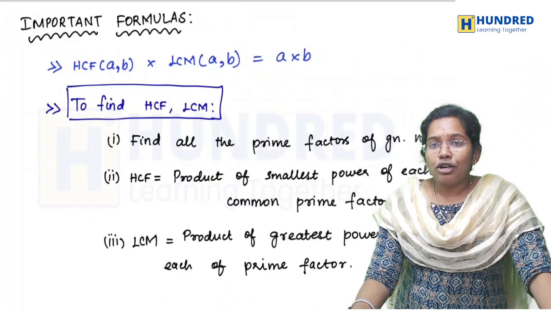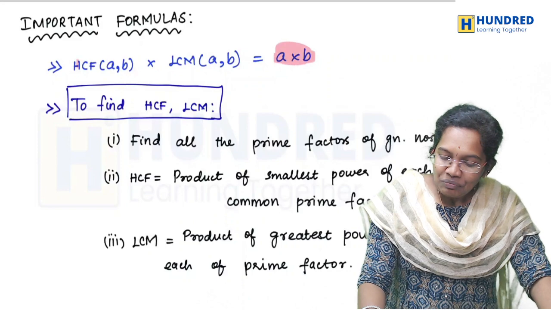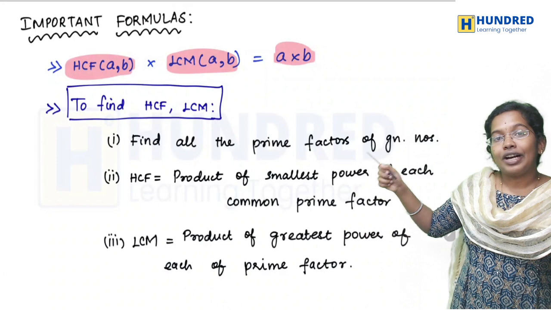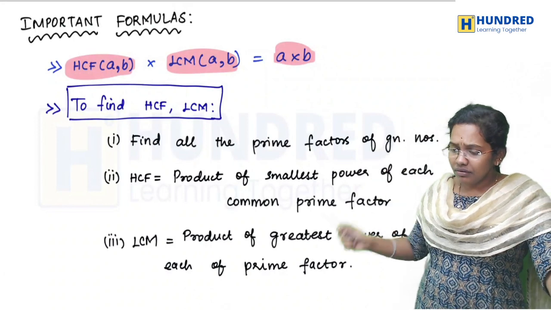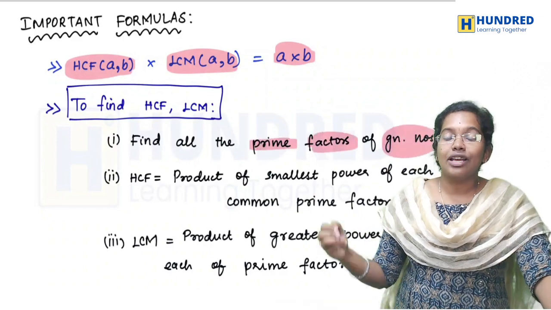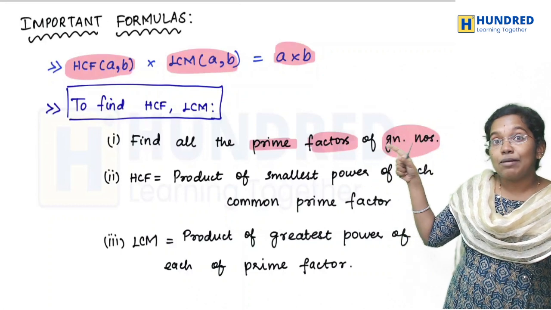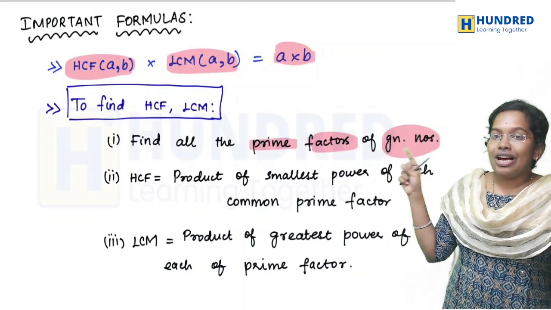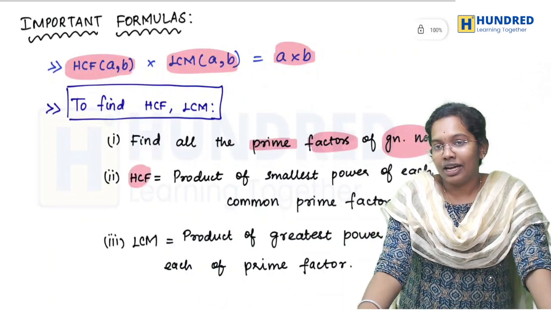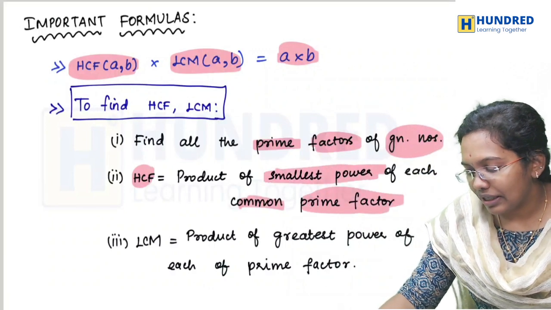Okay. The most important formulas from this chapter are: the product of 2 numbers will be equal to the HCF of those 2 numbers into the LCM of those 2 numbers. And here, how to find LCM and HCF we have given you. First of all, you have to find all the prime factors of the given numbers. They would have given you 2 numbers or 3 numbers. For each and every number, you have to find the prime factors. Only then, to find the HCF, as I have told you, the smallest power of each common prime factor will become the HCF.